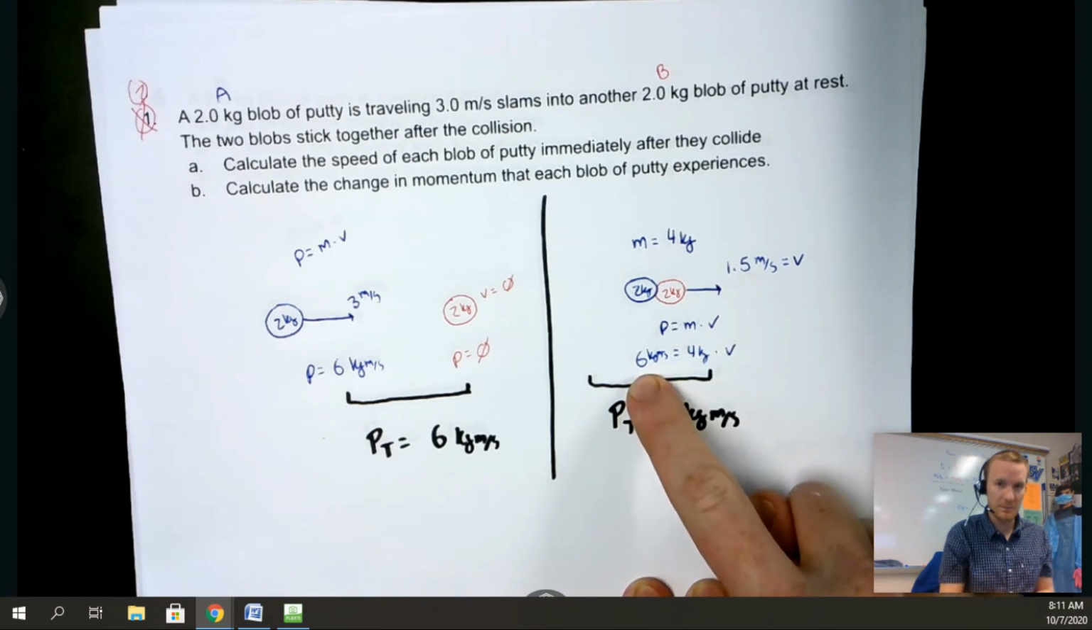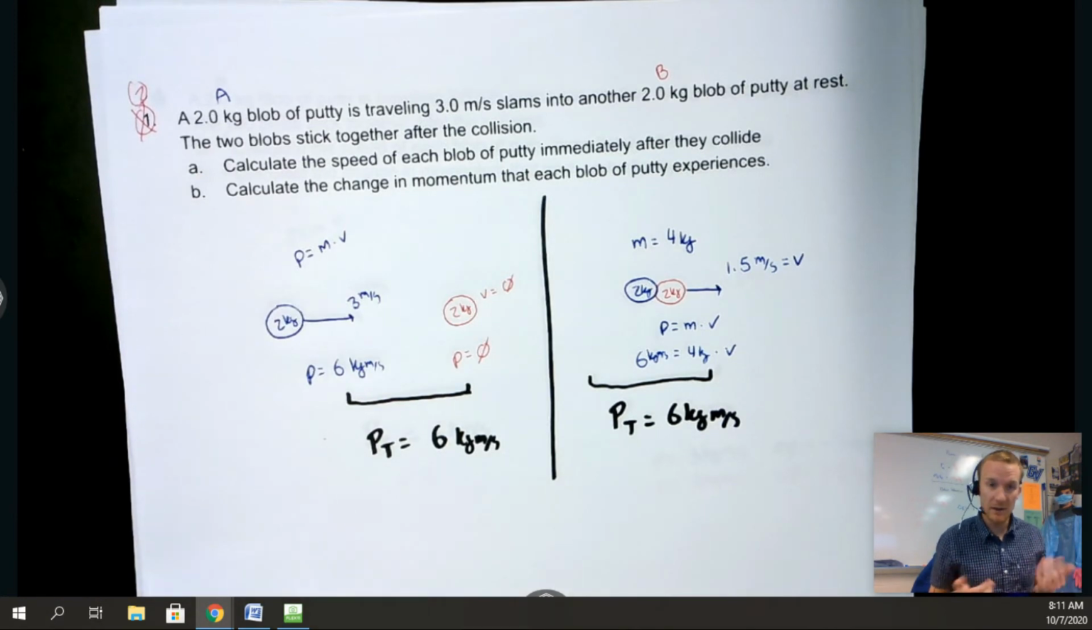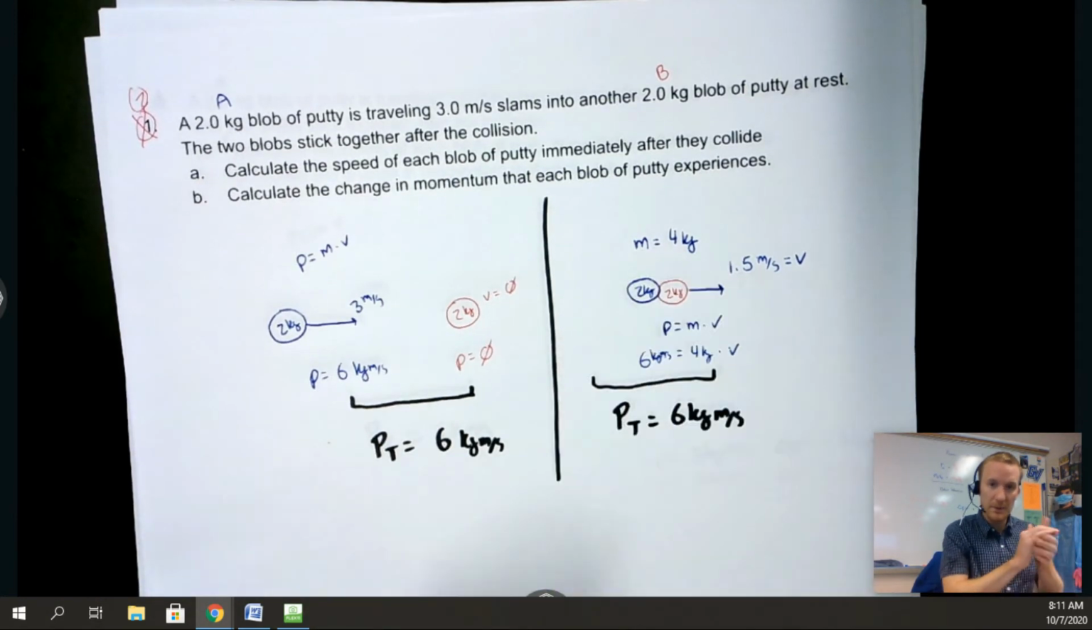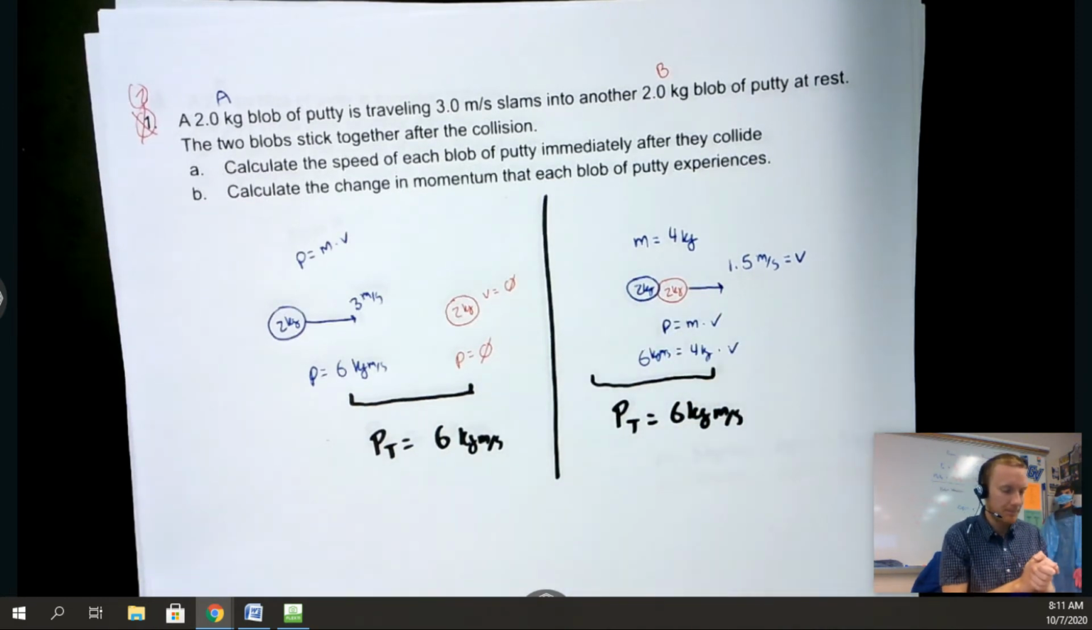to get 6. Okay, so we figured out the speed of each blob of putty immediately after they collide, because this whole thing is one blob and they're all traveling together. Okay, so whatever the speed of one is, the speed of the other is also that. Cool, so we're good with that.